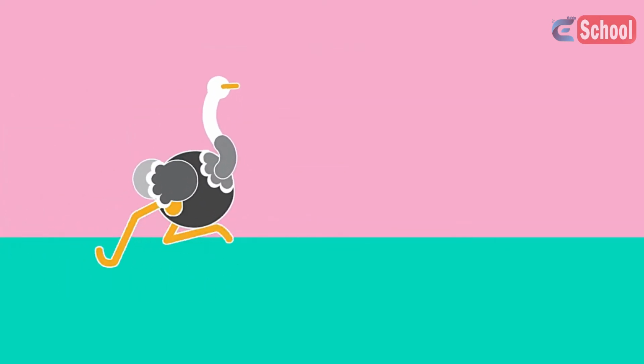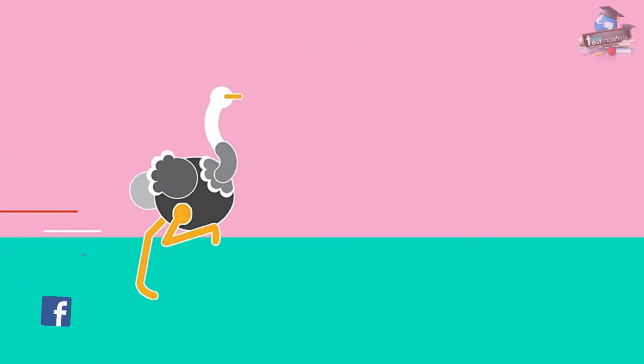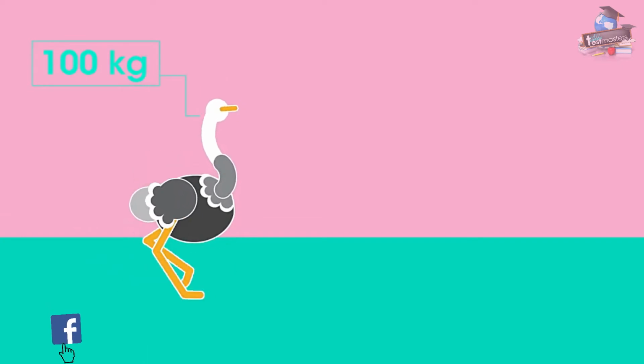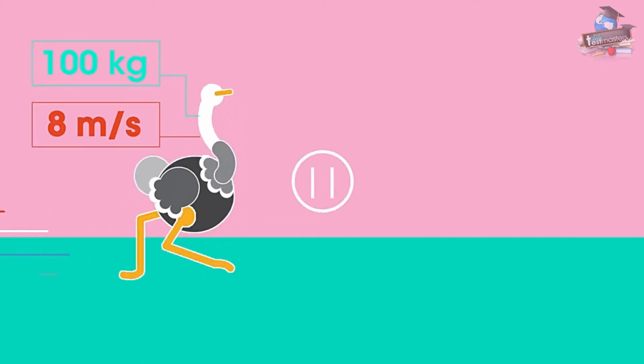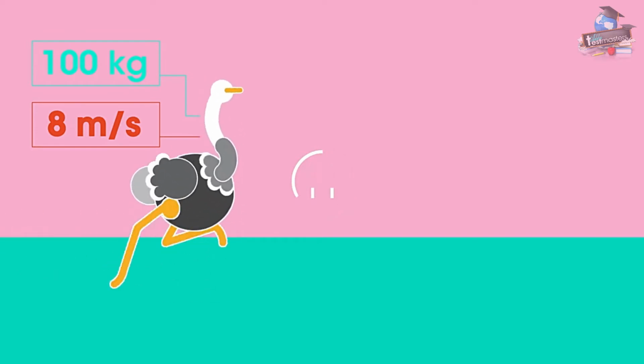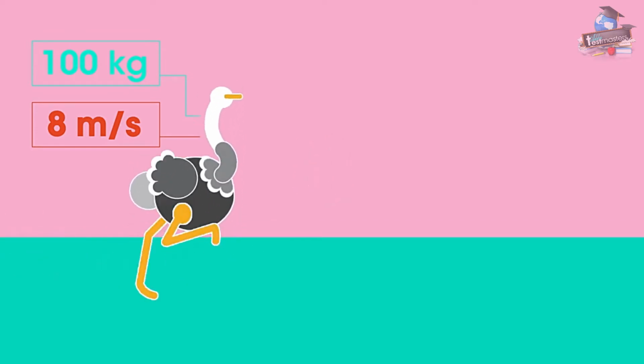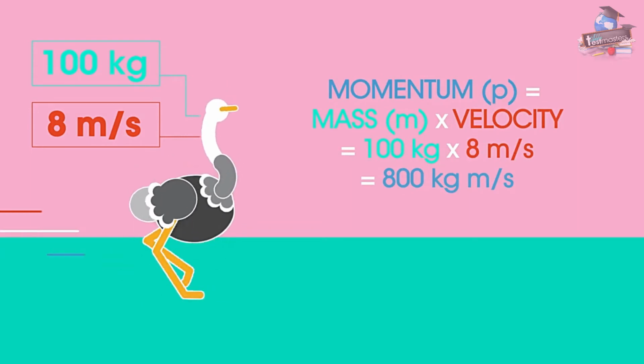Now try this example. What is the momentum of a 100 kilogram ostrich travelling at 8 meters per second? Pause the video while you work it out. How did you do?